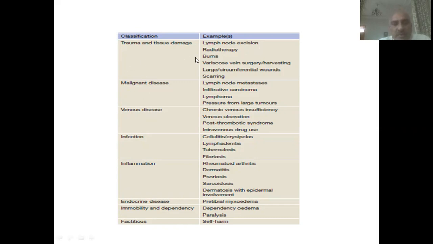There are different causes of lymphedema. Once again, they are trauma, lymph node excision, radiotherapy, burns, degloving injury. We have discussed varicose vein surgery. If some barbaric surgery has been performed with a large circumferential wound, because as I have told you they mostly lie in the epifascial area, they are very easily removed. Also malignant diseases of lymph nodes, metastasis or primary disease, venous diseases, infections, inflammation, and endocrine diseases. These are all just repetition of the previous slides.